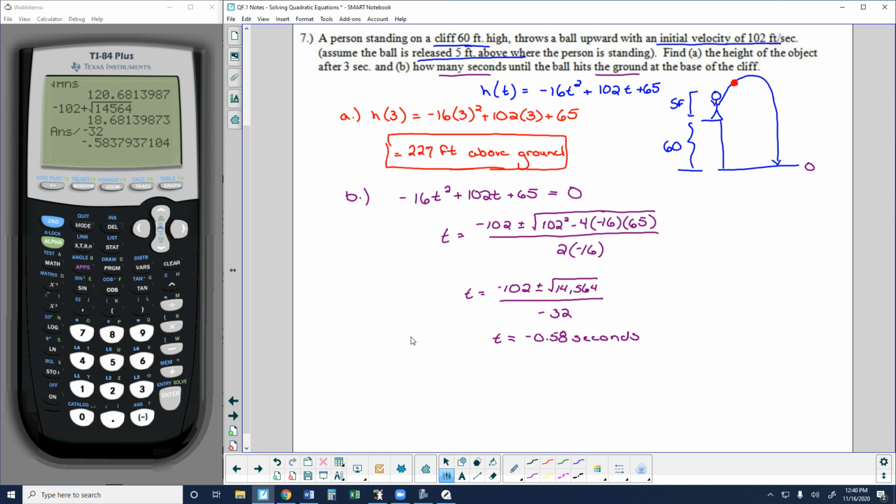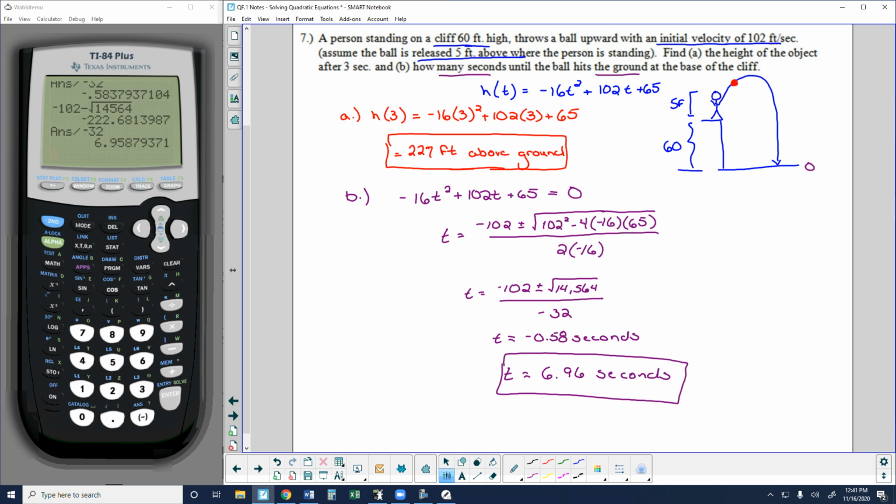So what we need to do is go back and find the other answer for t. So notice that this is plus or minus. So now I'm going to do negative 102 minus the square root of 14,564 and divide that number by negative 32 and round this to 2 decimals. So t is approximately 6.96 seconds. This answer makes more sense. So this is going to be the answer that we choose to represent our problem.